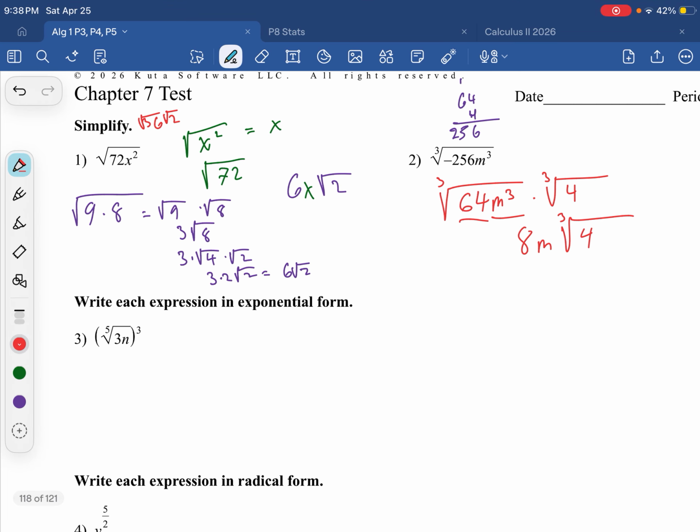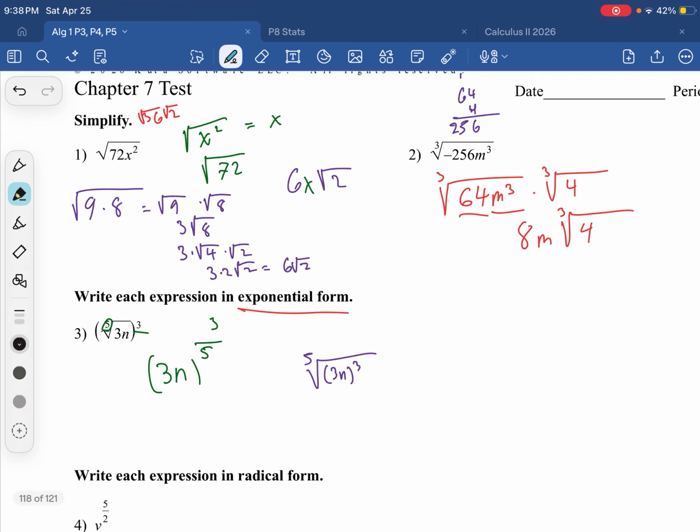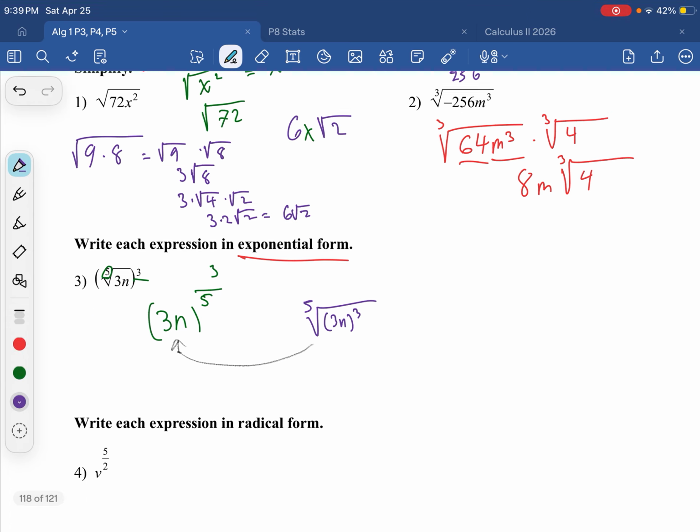For number 3, it's asking us to write the exponential form. In the exponential form, so we have a rational exponent. Remember to write the parentheses around it. If it's the 5th root, that's in the denominator, and raised to the 3rd is going to be 3. We could also write this like the 5th root of 3n raised to the 3rd power. I personally think it's easier to work on it this way here with the 3n, but that's me.